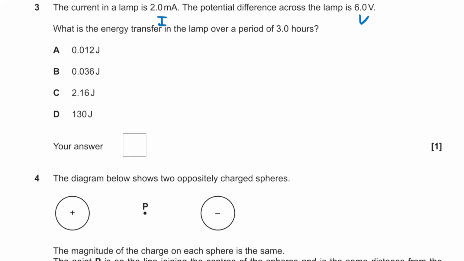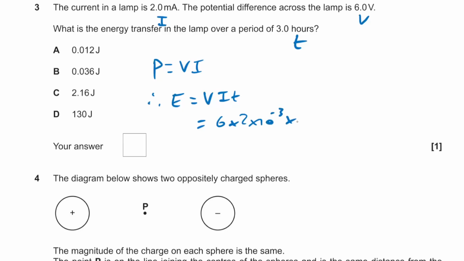3, we have a current of 2 milliamps. We have a PD. We're looking for the energy transferred in 3 hours. So we know that P is equal to VI or IV, so therefore times it by time, we get energy. So VIT. So it's going to be 6 times 2 times 10 to the minus 3 times 3 hours times 3,600. So I'll tell you what, I can cancel some powers of 10 here, methinks. So that ends up being 12 times 3, so 36 times 3.6. And so I think the answer looks like it's going to be 130.